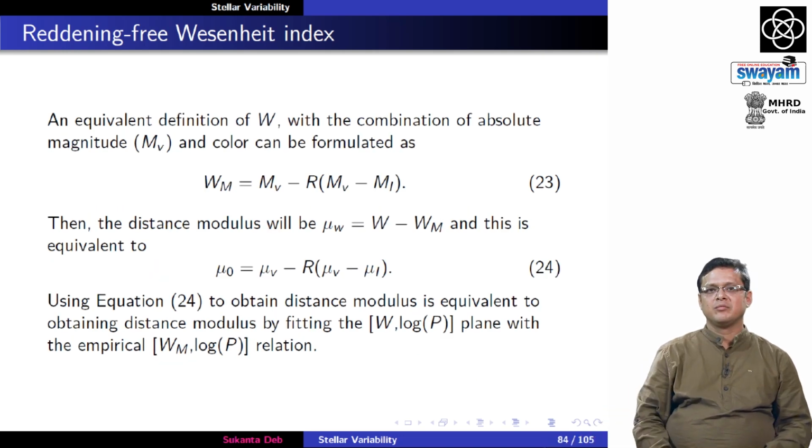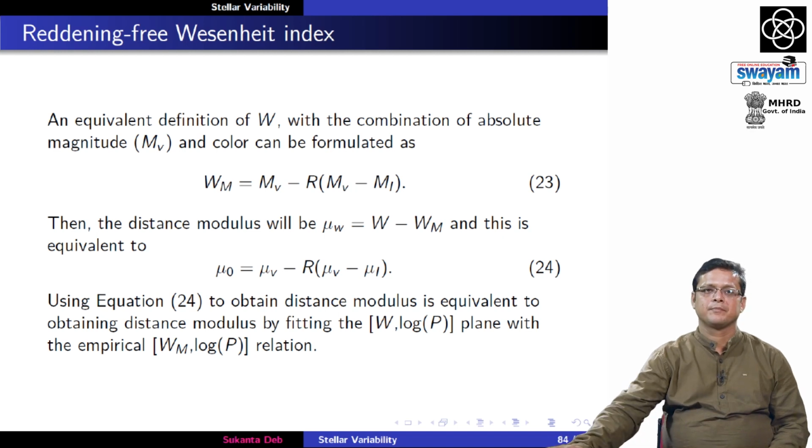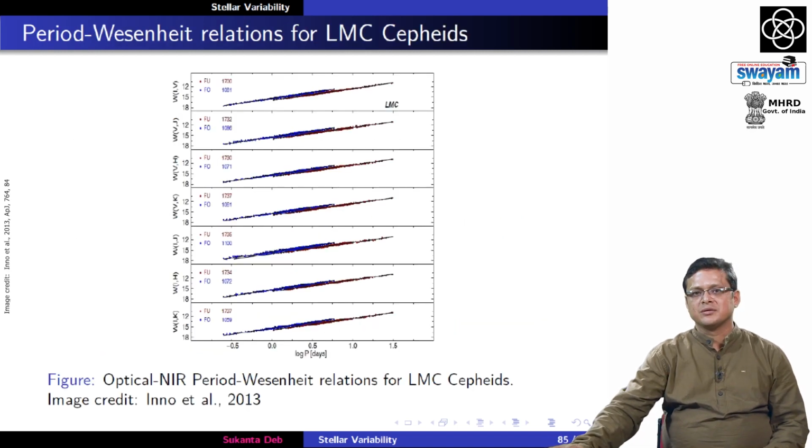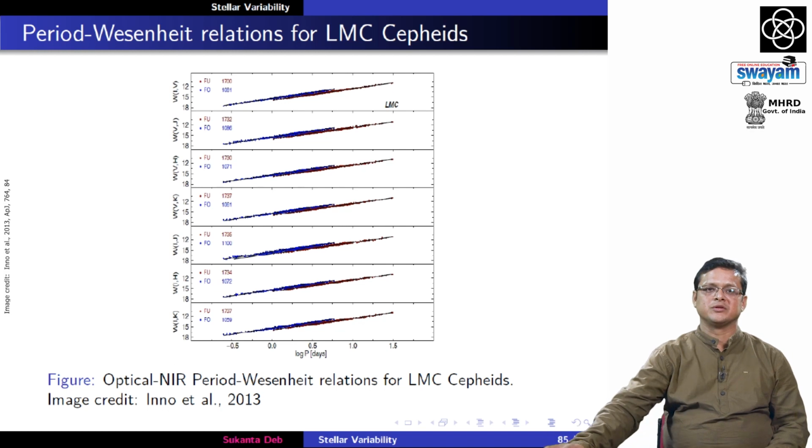An equivalent definition of W with a combination of absolute magnitude and color can be formulated as Wm is equal to MV minus R into (MV−MI). Then the distance modulus will be μW is equal to W minus Wm, and this is equivalent to μ0 is equal to μV minus R into (μV−μI). Now, using equation 24 to obtain the distance modulus is equivalent to obtaining the distance modulus by fitting the W log P plane with the empirical Wm log P relation. Here we show the optical near infrared Wesenheit relations for LMC Cepheids taken from Inno et al. 2013.